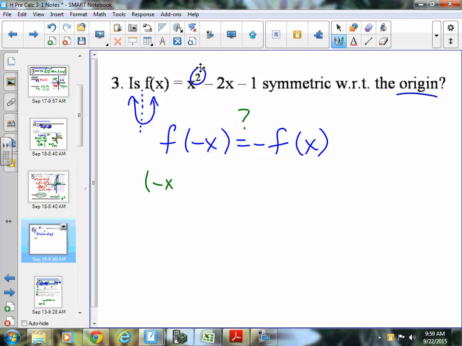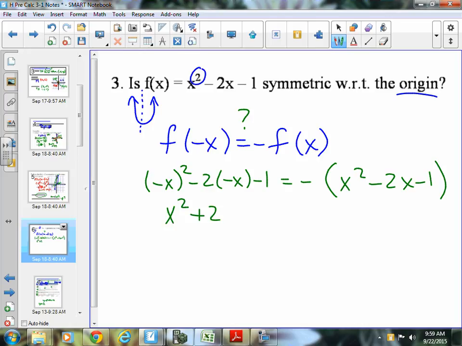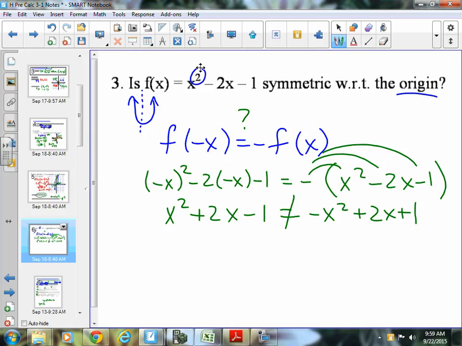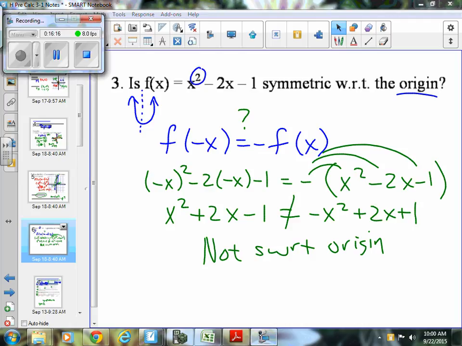So let's try it. Put in an opposite of x. And then we're going to take the opposite of the whole function and see if they're equal. So that would be positive x squared plus 2x minus 1. Over here, remember the minus goes to everything. And are those two expressions equal? No, they're not. So what that means is it's not symmetric with respect to the origin. Again, if you know what the equation looks like, you should have a gut feel about that, but we need to be able to prove it. So what we talked about today is point symmetry, and most specifically what it means to be symmetric with respect to the origin.